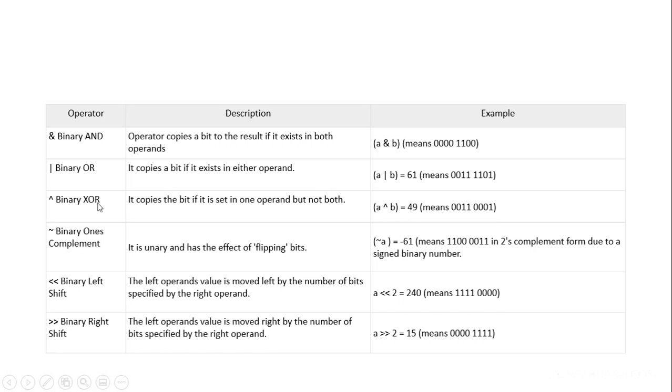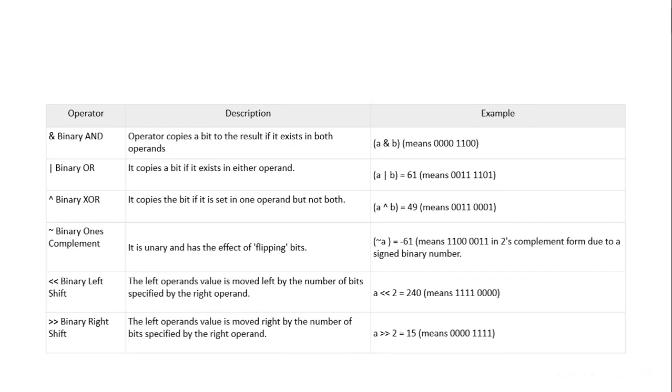So let's take an example. We have first the binary AND, which means we are performing the AND operation with the two binary values, a and b. After that we have a binary OR, which means we are performing the OR operation with the two binary values, a and b. After that we have XOR, which means we are performing the XOR operation with a and b. Similarly, we have the ones complement.